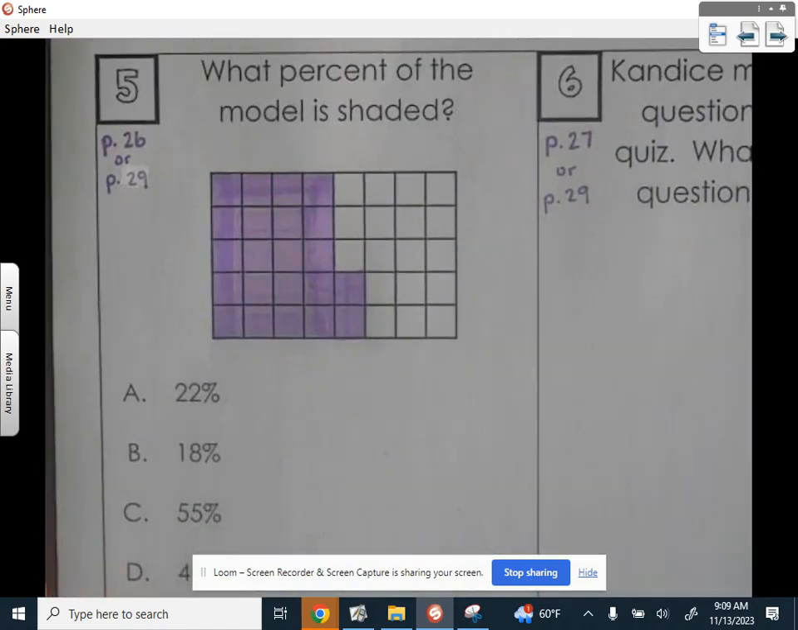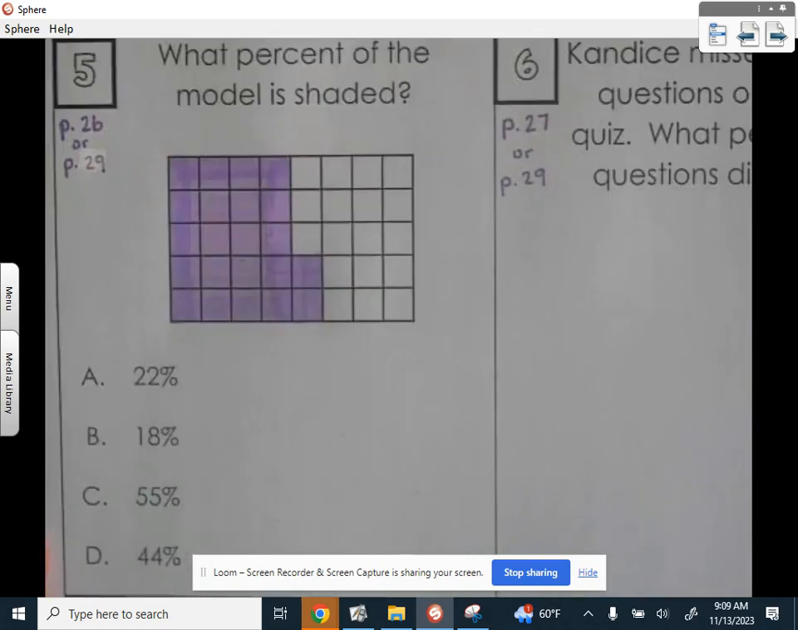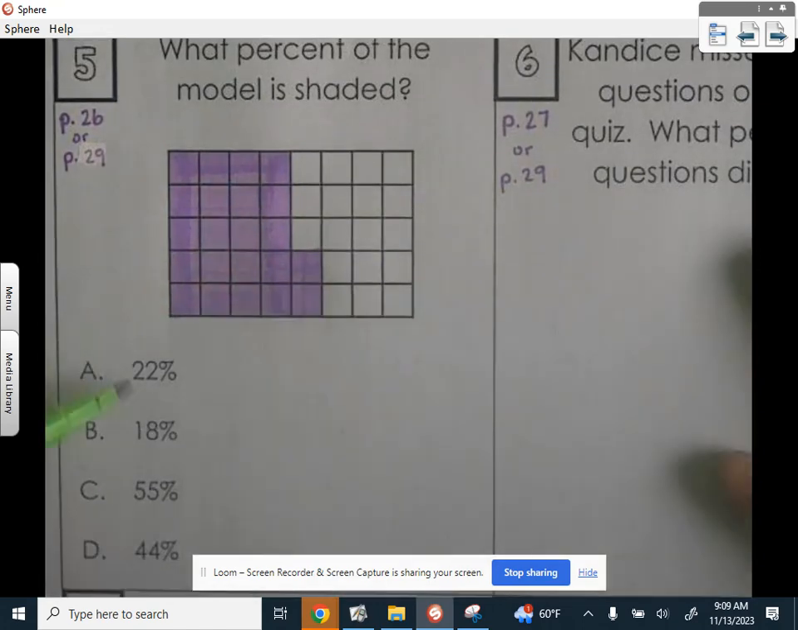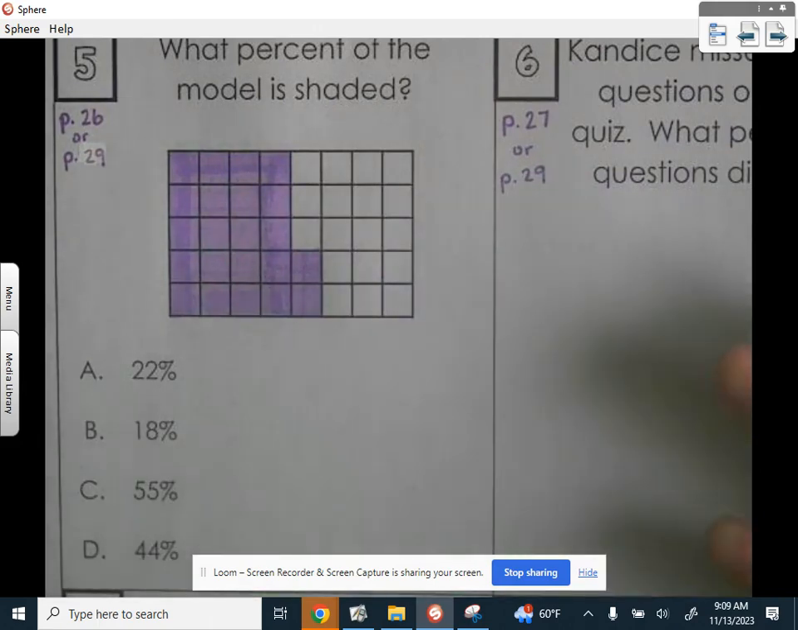What percent of the model is shaded? Be careful. A lot of people, when they first look at this, count it up and see that there are 22 shaded squares. And so they see 22% and want to go for it. But remember, percent is out of 100. So 22% means 22 out of 100. There are not 100 squares here.